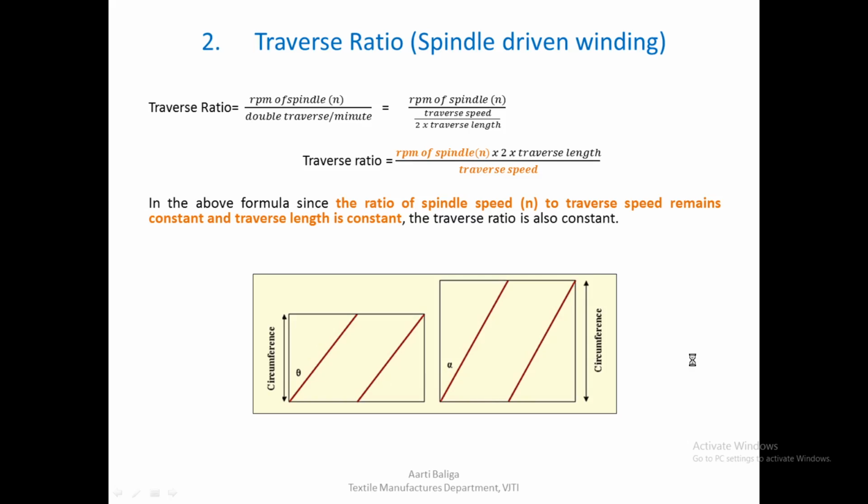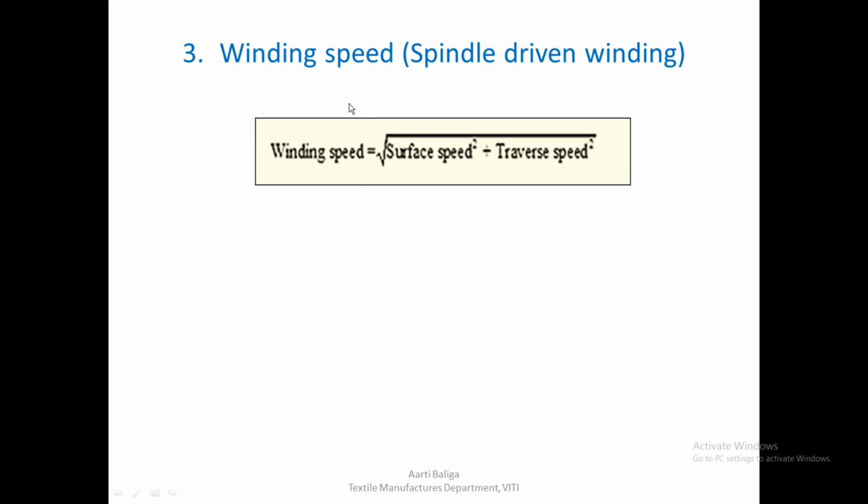This would change. What about winding speed? Winding speed again is the square root of surface speed square plus traverse speed square.